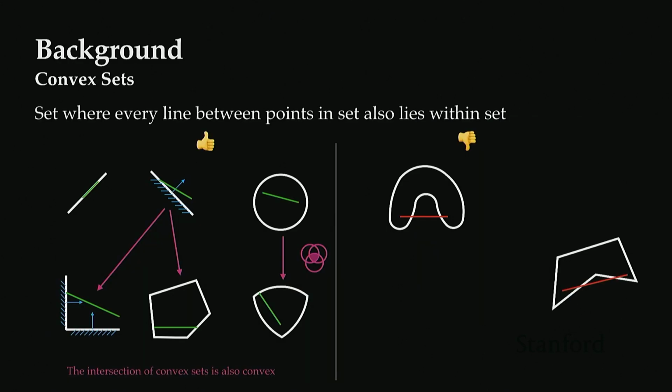So let's back up a bit. Maybe this is some review. What are convex sets? Convex sets are sets where every line between points in the set also lies within the set. So things like points, lines, half spaces, balls. Also intersections of convex sets are convex. So that gets you things like orthants and quadrants, polyhedra, other cool shapes. And the things on the right definitely are not convex, right? You can draw these red lines, and these red lines leave the set, so you know these are non-convex sets.